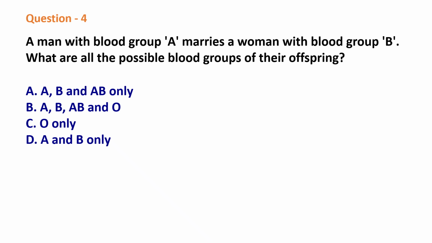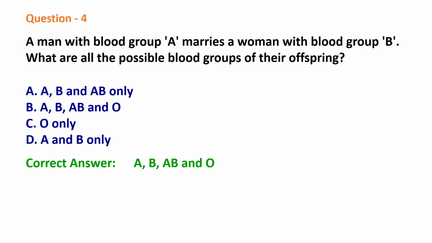Question 4. A man with blood group A marries a woman with blood group B. What are the possible blood groups of their offspring? Options: A, B, AB only; A, B, AB and O; A and B only. The correct answer is A, B, AB and O.